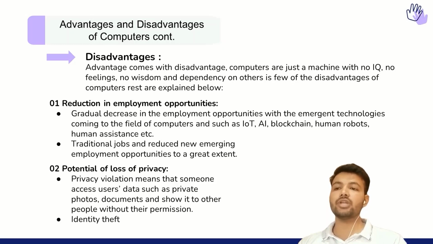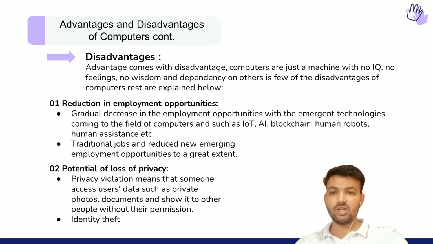Next, we have a potential of loss of privacy. Loss of privacy means कि हमारी privacy violate हो जाना. Like privacy violation means that someone accesses users' data such as private photos, documents, and show it to other people without their permission. अगर हमारे computer में we have personal data, and if that is being accessed by someone who is not authorized to do so, and he shares it with multiple people, like he shares it on the internet, so that is loss of privacy, or this is one of the major disadvantages of computers.